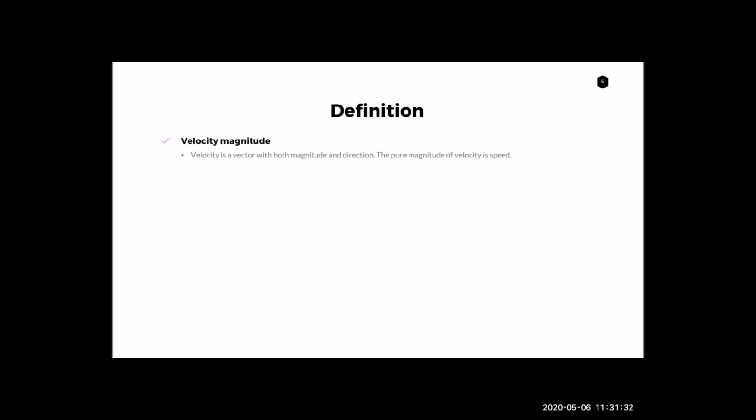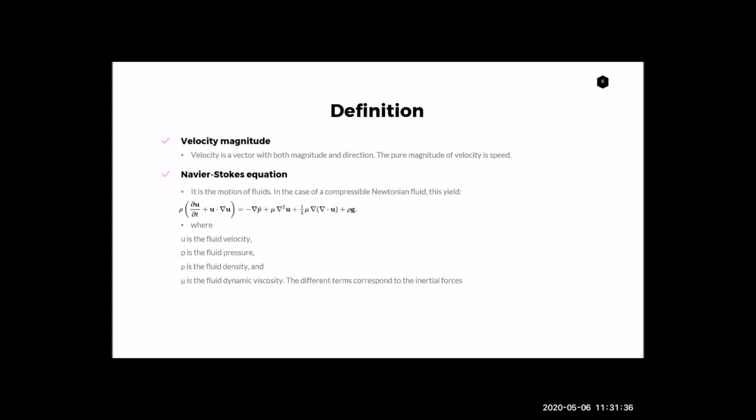Before going to the next part, we need to explain some definitions such as velocity magnitude. Generally, velocity is a vector with both magnitude and direction. The pure magnitude of velocity is speed. The Navier-Stokes equation is the foundation of calculation in CFD, and a vector line is a velocity vector that shows the direction and magnitude of velocity.